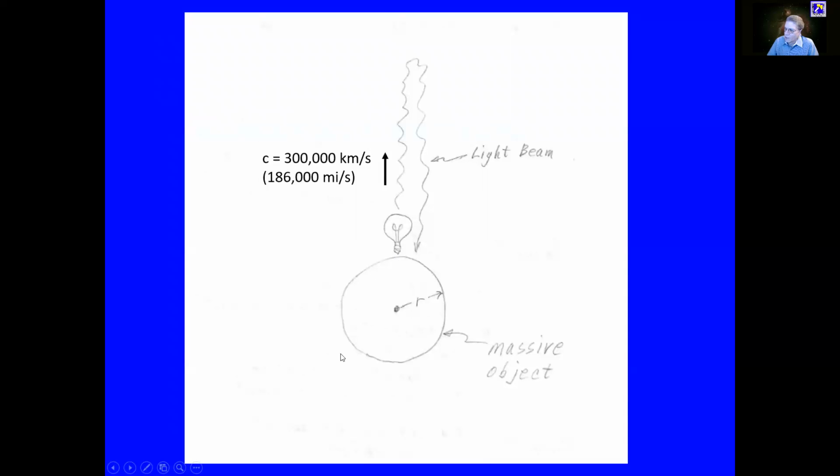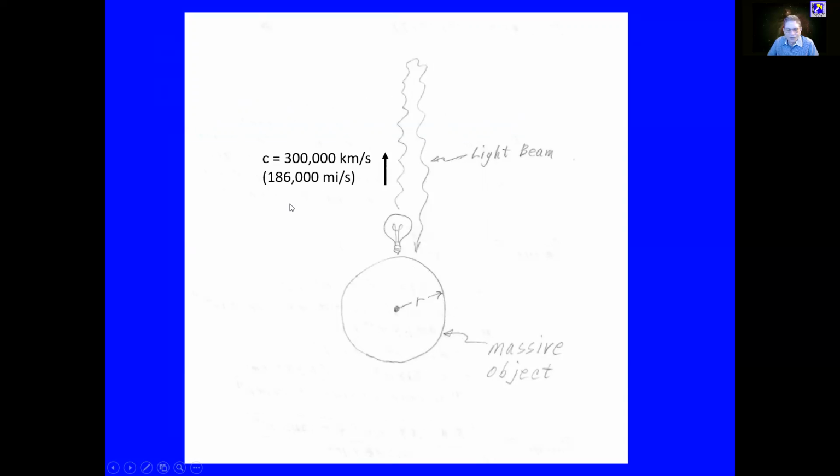At some point, if you have a massive enough object down here, that light beam will cease to be traveling up. It'll change direction and be trapped. It'll fall back down to the surface of the object, which has a radius here. So the question is, how massive is this object and what is the radius of this object?